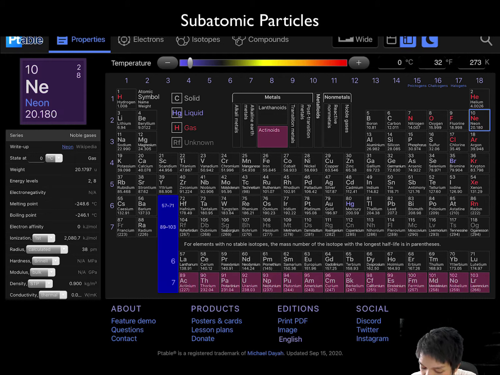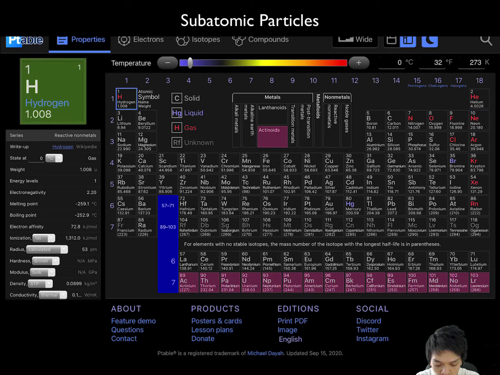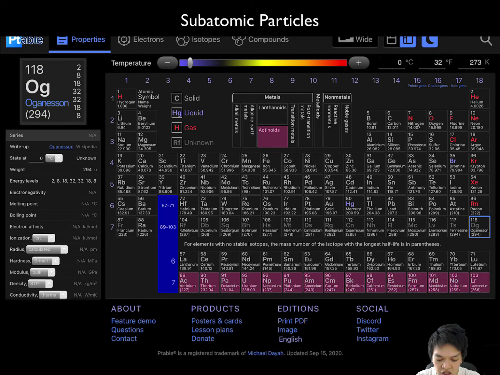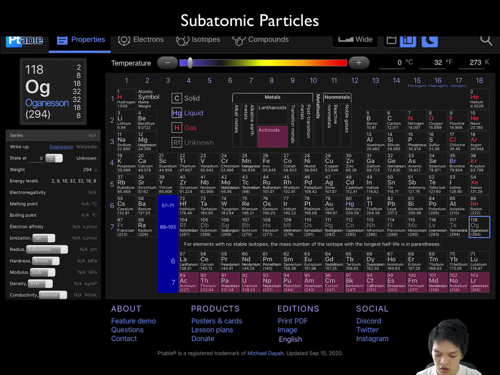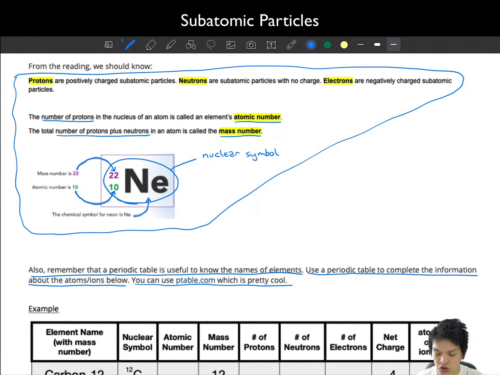Just know that the periodic table, it tells you the names of the elements, and it's actually arranged by their atomic number from 1 all the way to 118, right? 1 all the way to 118. So it's very useful to knowing about the parts of an atom.